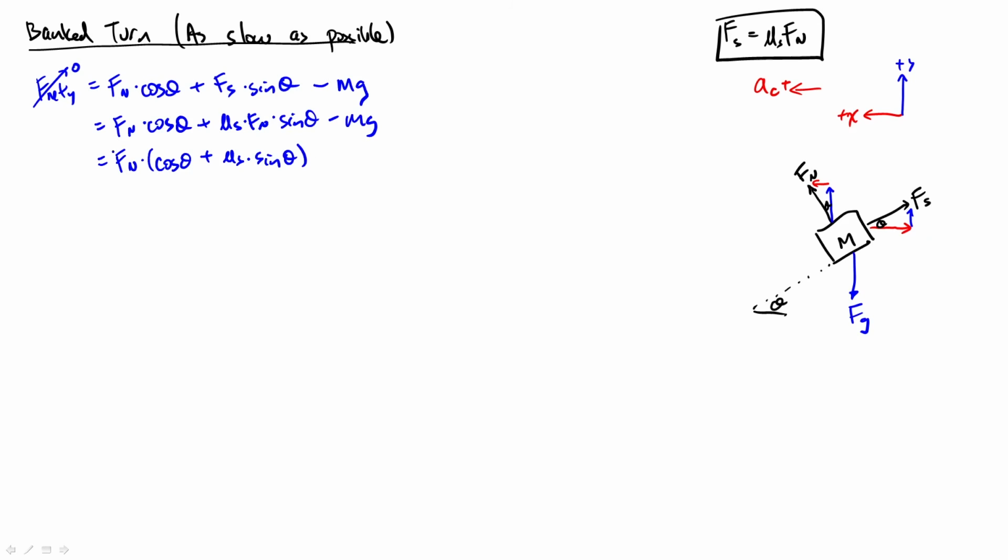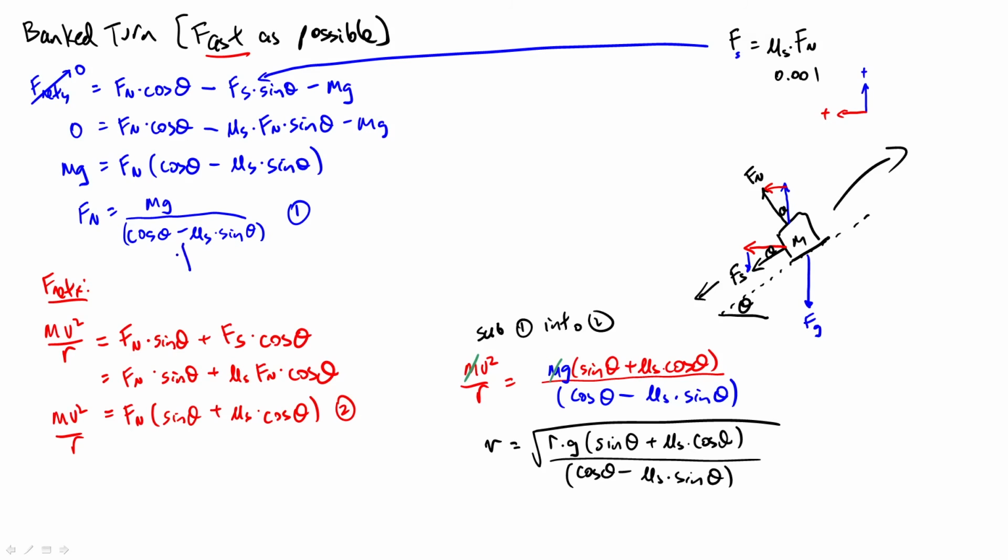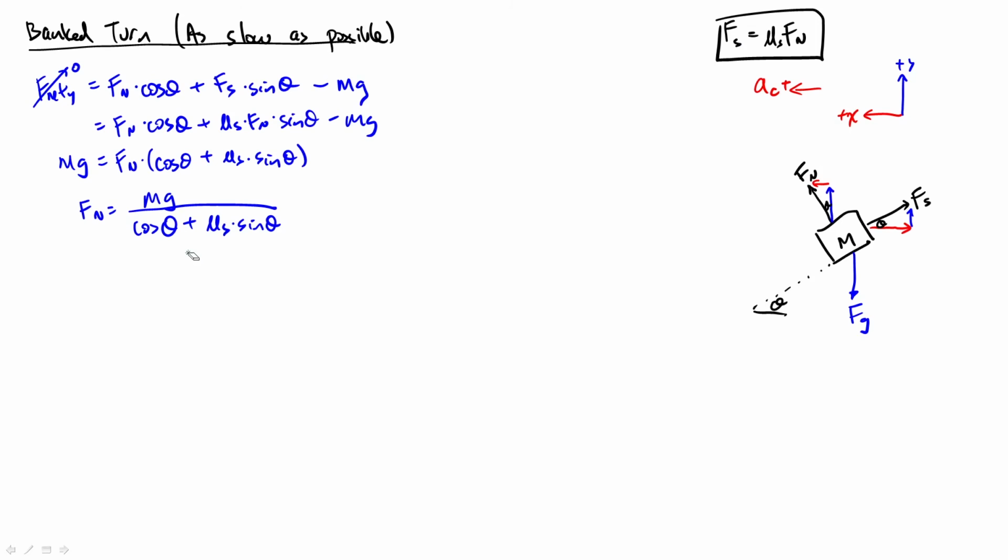Again, minus mg, when you bring it over, it becomes positive mg. So this will quickly tell you that Fn is equal to mg divided by cosine theta plus mu s times sine theta. Now, if you don't recall from earlier, this looks very similar to the previous formula, but this one has a plus sign over here, and the previous one has a minus sign. So they are different equations. After all, it is a different scenario. So that's equation number 1.